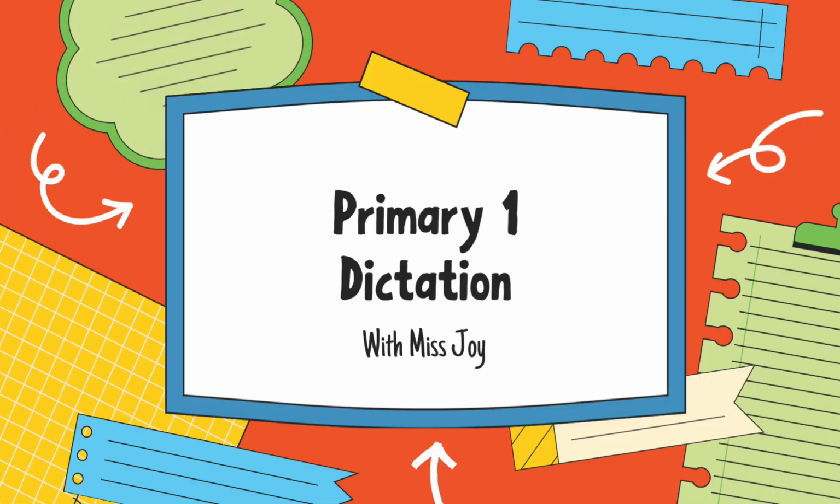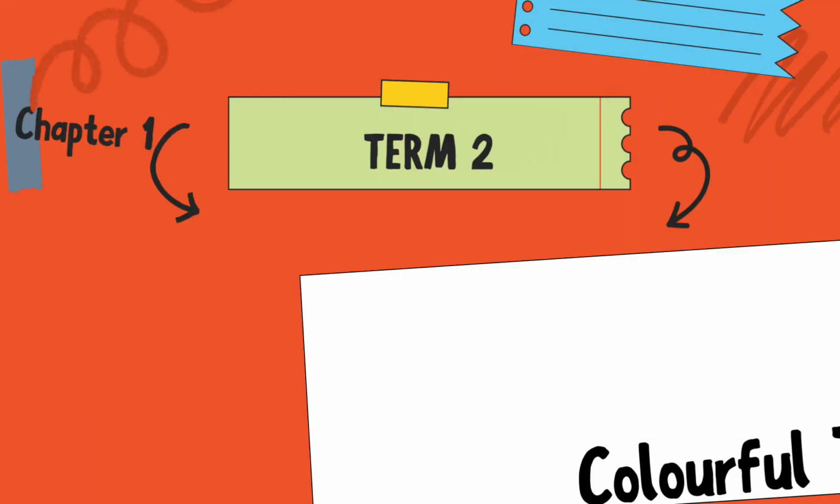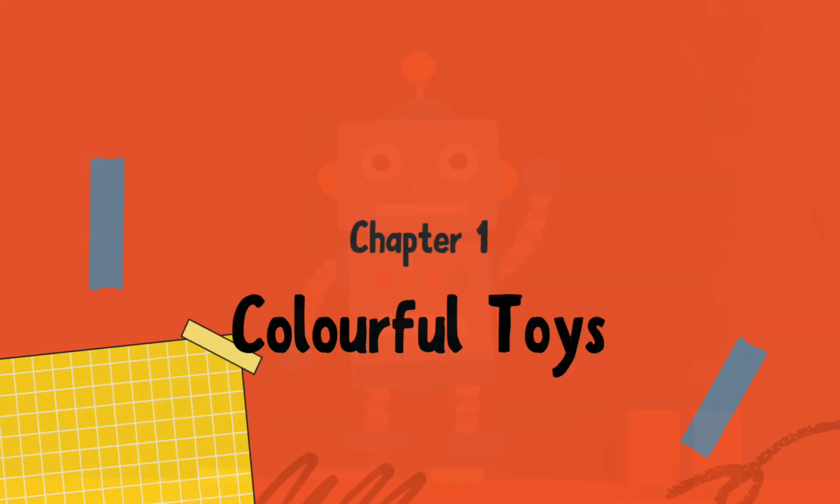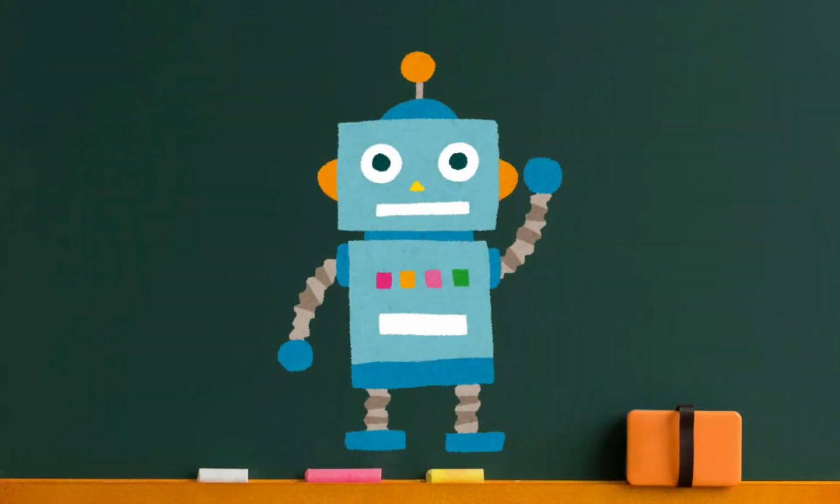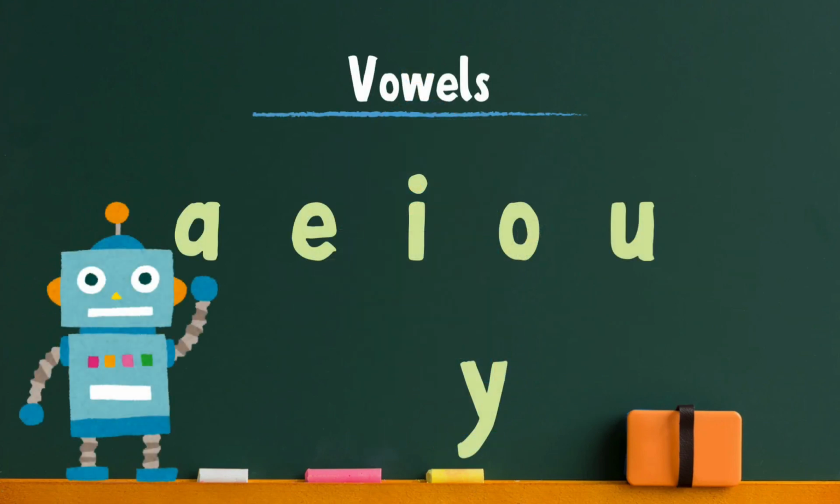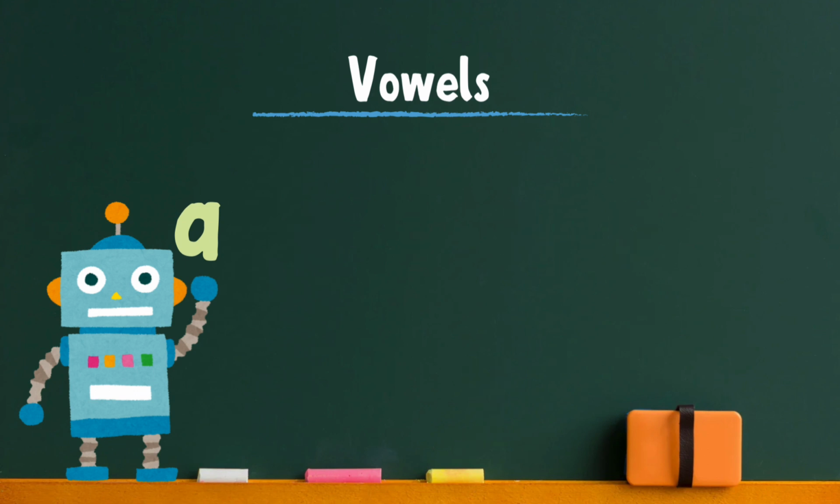It's time for Primary 1 Dictation Review, Colourful Toys. To start off, let's review our vowels. Do you know what they are? That's right, they are A, E, I, O, U, and sometimes letter Y. Let's say the short vowel sounds together.